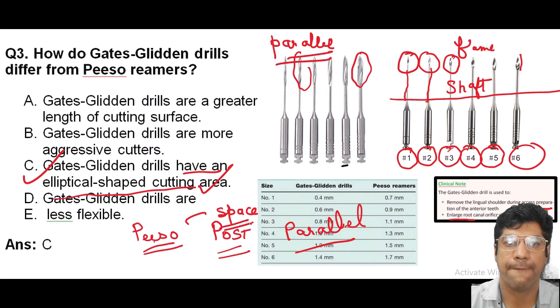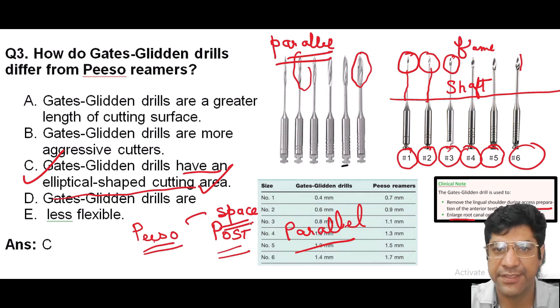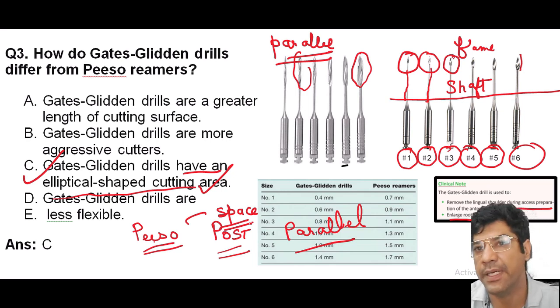So I choose a Piezo Reamer for post space preparation. I select an appropriate Piezo Reamer that matches the diameter of the post that I plan to use. The Piezo Reamer comes in various sizes to accommodate different post diameters. So remember the Piezo Reamers are available in various diameters.